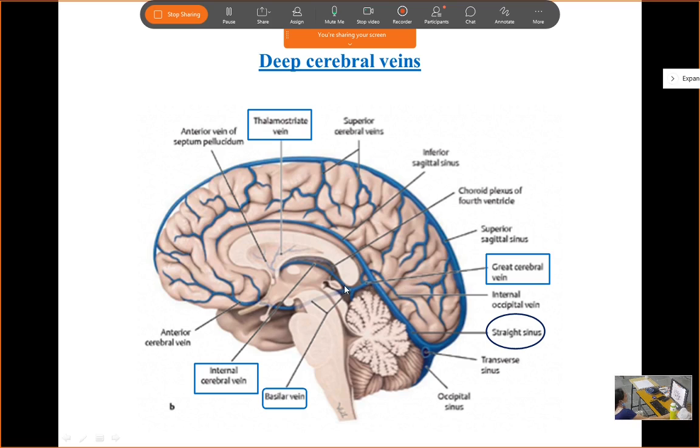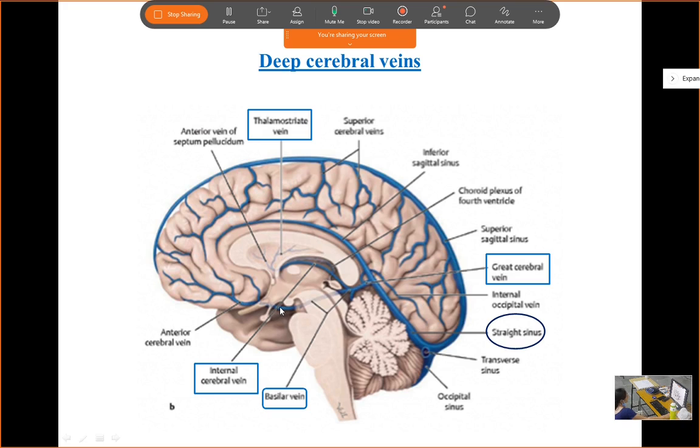And that great cerebral vein passes deep to the splenium of the corpus callosum and drains into the straight sinus. Now there is another vein which is formed in the region of the anterior perforated substance, and I will show the anterior perforated substance where it is.